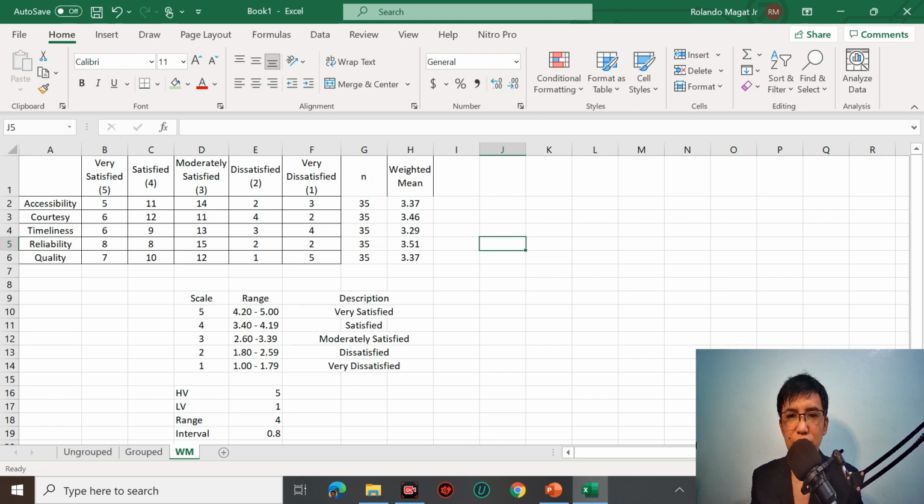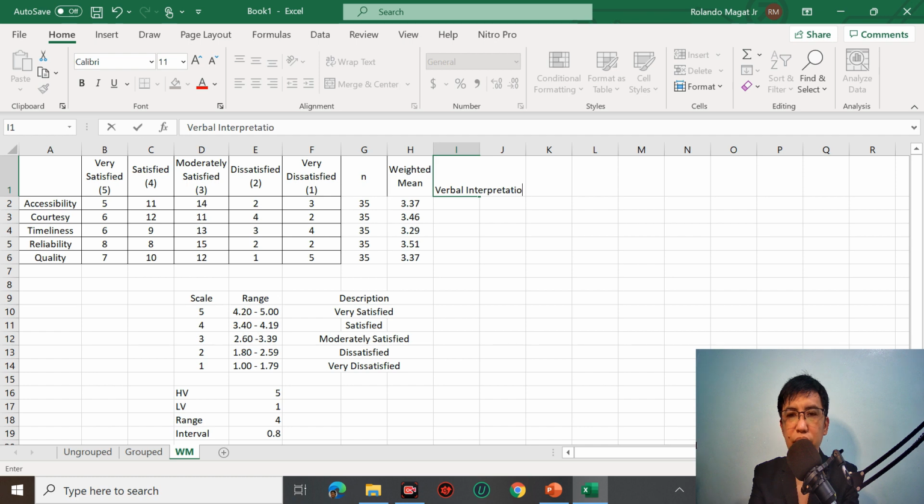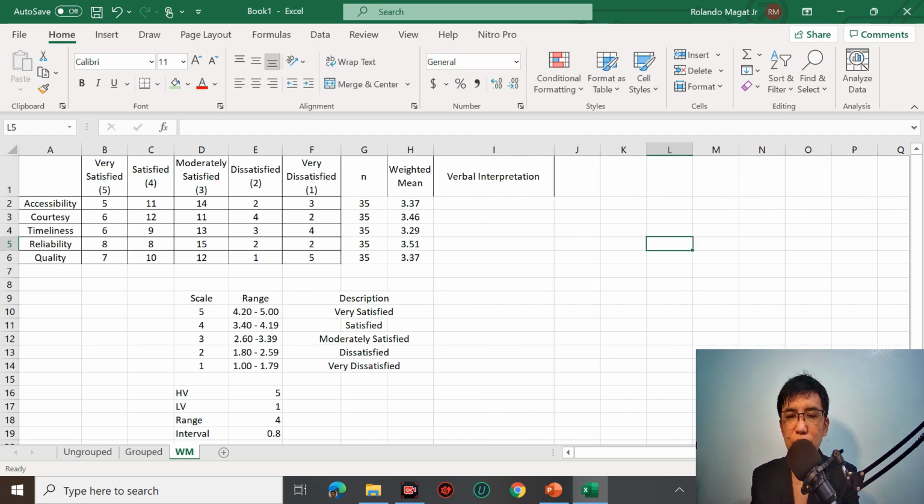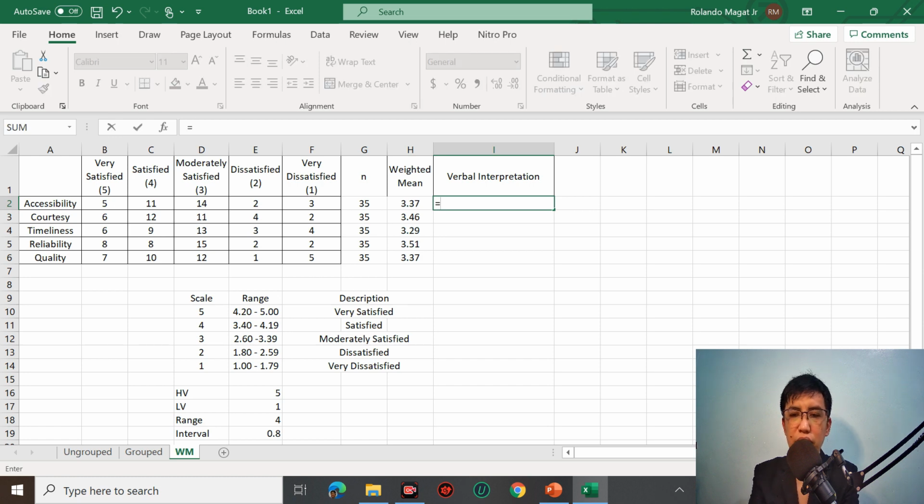Now, so this is the weighted mean. Wala pa yung description. So, verbal interpretation, ito sa thesis nito. So, anong ibig sabihin ng weighted mean na yan? So, this time, we're going to use the description that we presented here. Okay? So, paano yan? So, para mas madali, tuturuan ko ulit kayo ng function sa Excel. So, it would be what? IF function. Okay? So, type nyo lang to.